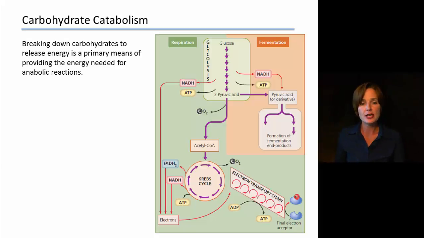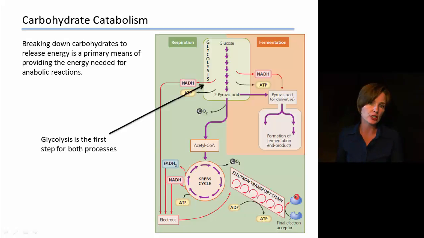These processes are going to be the primary means of providing energy for the cell, and that energy is going to be used for anabolic reactions, which are the reactions we would use to build things inside of our cells. Regardless of which of these pathways we are running, both of them have pretty much the exact same starting point. Both of them are going to start with glycolysis, so we'll talk about the glycolysis process first.